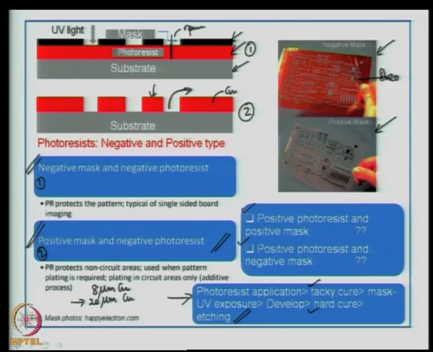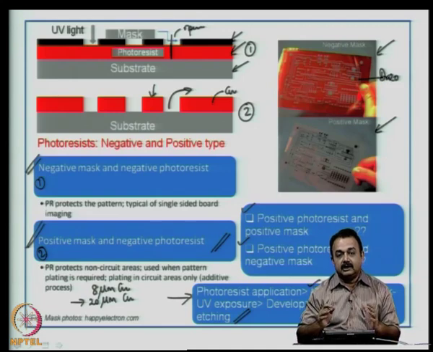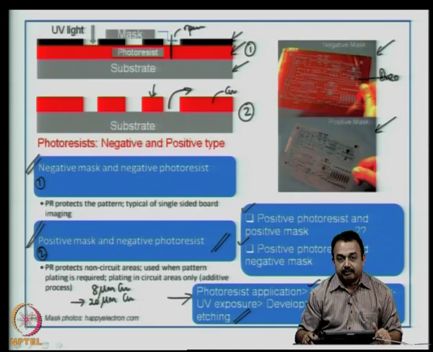So, if you use a positive photoresist with a positive mask, similarly you can apply this tool for a single sided board process. But the key issue here is positive photoresists are currently expensive, and a positive photoresist with a negative mask can be used for additive process. Okay. So, depending upon what resist you have, you can change your photo tool and apply to the board process sequence.